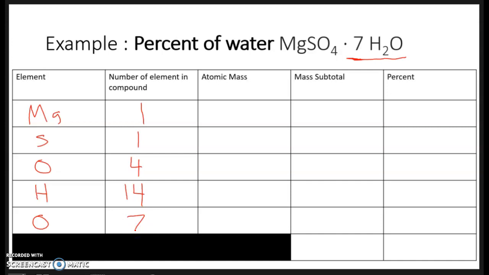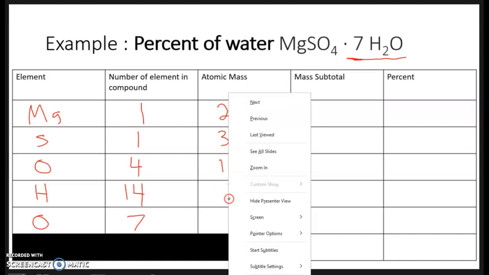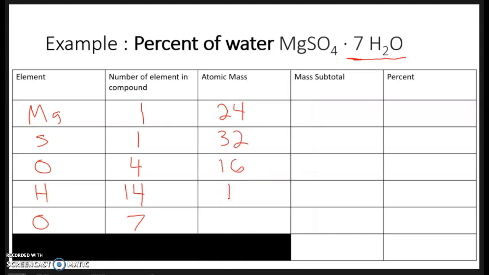Now, I'm going to look up the atomic mass off the periodic table. I know the mass here is 24. I know the mass here is 32 for sulfur. Oxygen is 16. Hydrogen is 1. And then oxygen, once again, is 16. Now, I rounded these to a whole number because with the atomic mass, remember, you can round that to a whole number. It's okay.